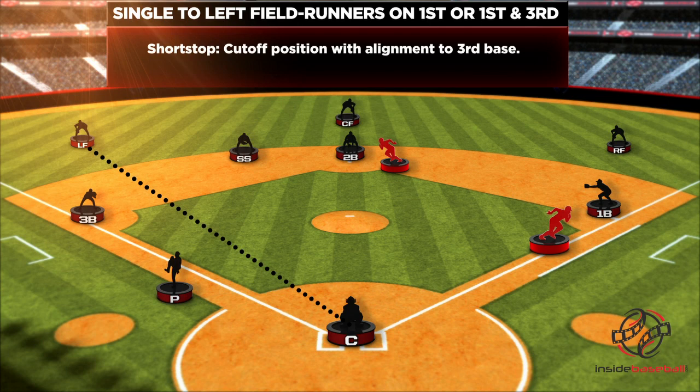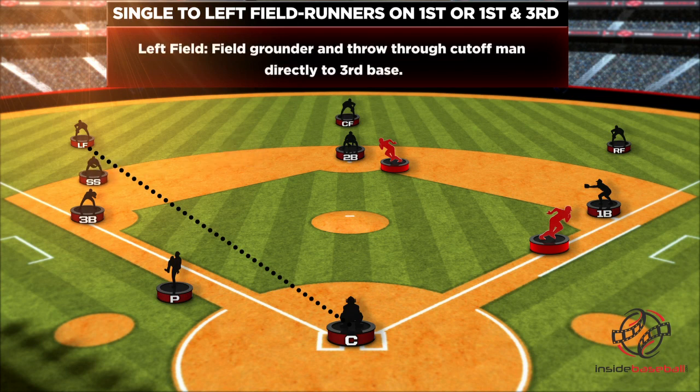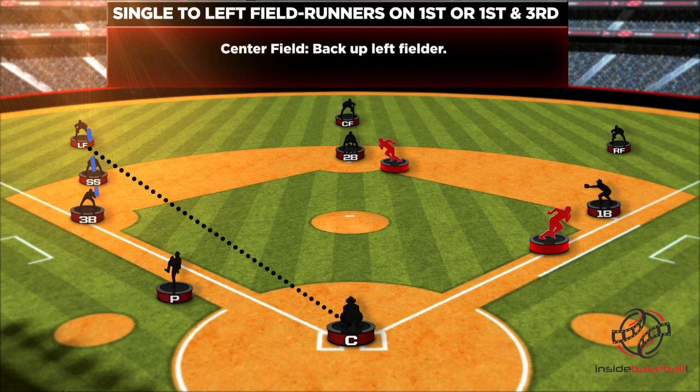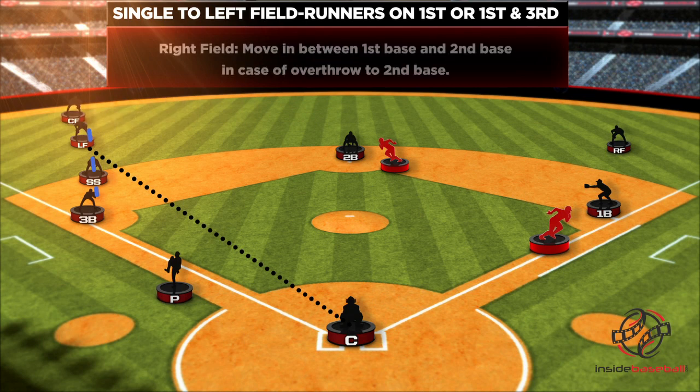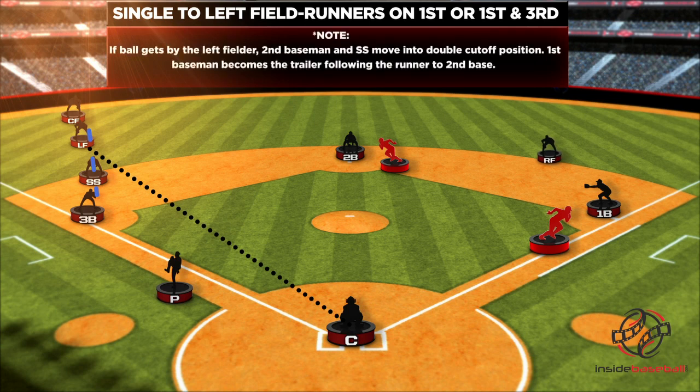Shortstop, cutoff position with alignment to third base. Left field, fields the grounder and throws through the cutoff man directly to third base. Center field backs up the left fielder. Right field moves in between first base and second base in case of overthrow to second base. Note, if the ball gets by the left fielder, the second baseman and shortstop move into double cutoff position.